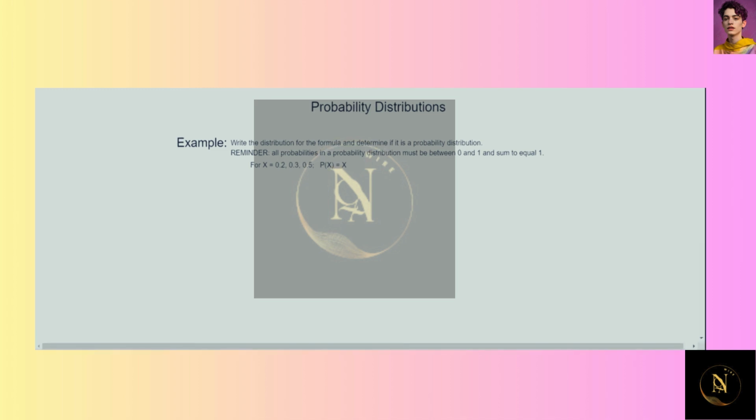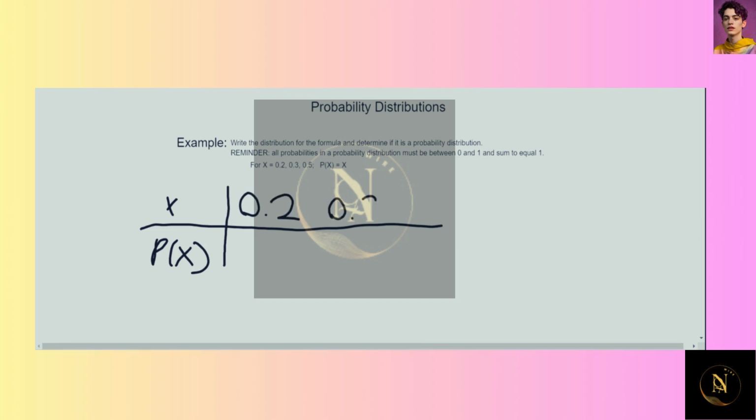So we'll start out with our random variable, which is our x value, on the top row of our distribution, and our probability of x on our lower row. And again, we are doing 0.2, 0.3, and 0.5 for our x values. So then our probabilities of x values are 0.2, 0.3, and 0.5.